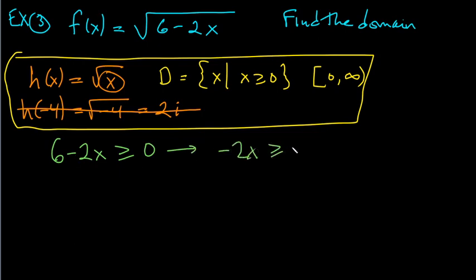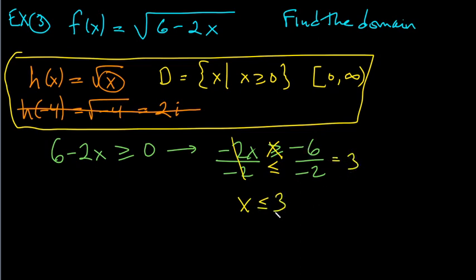And hopefully you remember how to do that. You can subtract the 6 from both sides, and you can divide by -2. Of course, the problem with that is if you divide by -2, the inequality flips to less than or equals, right? So you get x is less than or equal to -6 divided by -2, which is +3. Right? So that's the domain. It's the set of all x such that x is less than or equal to 3, or in interval notation, it's just from -infinity to 3.